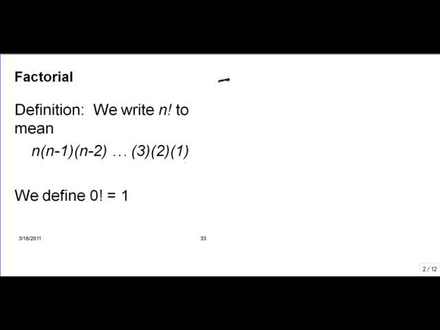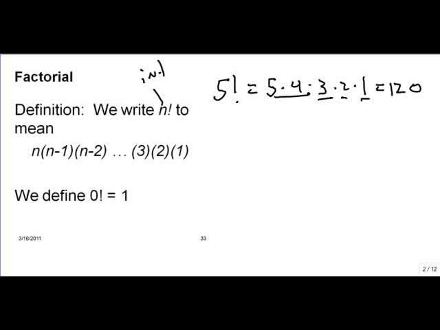So for example, 5 factorial is equal to 5 times 4 times 3 times 2 times 1, and note that 5 times 4 is 20, 20 times 3 is 60, 60 times 2 is 120, 120 times 1 is 120. So that's how we compute factorials, and I should state that n is always an integer. And by definition, 0 factorial is 1.